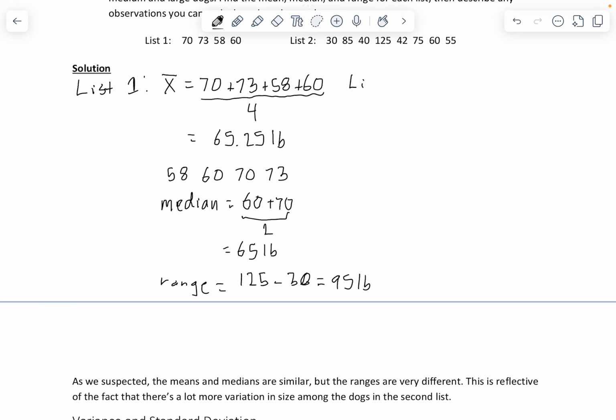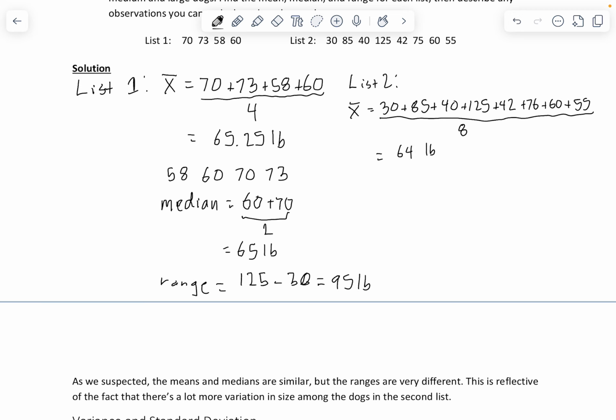List 2. For the mean, this one I've got more numbers, so you add them up. 30 plus 85 plus 40 plus 125 plus 42 plus 76 plus 60 plus 55. And divide this by the number of numbers, which is 8 in this case. And that works out to be 64 pounds.